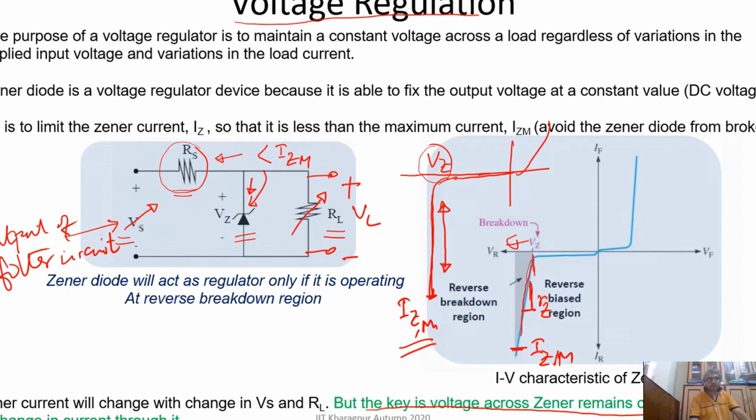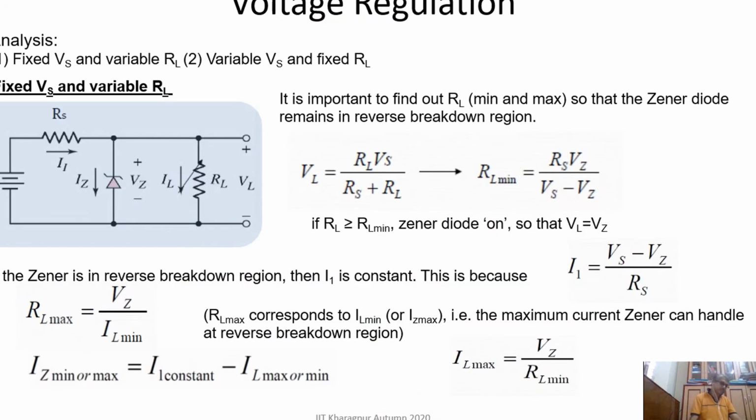Now let's discuss this in more detail. There can be two cases, as I mentioned already. One is fixed Vs and variable RL, where the load resistance is varying, and the other one is variable Vs and the load resistance is fixed.